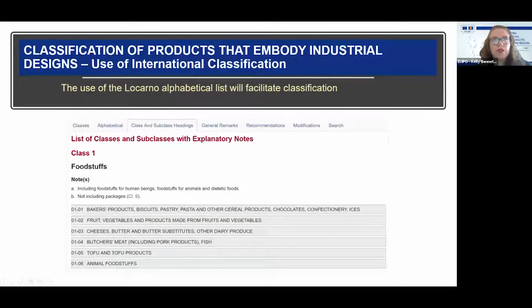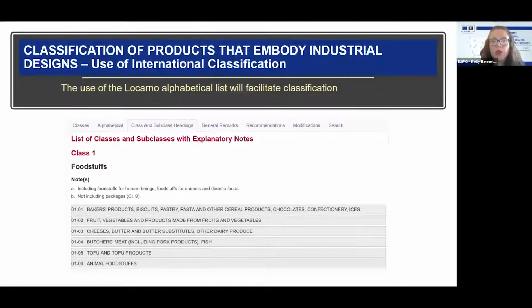So, moving on to the Locarno Classification, as most of you already know, this is an international classification for industrial designs. It exists in 2 official languages, namely French and English. Its structure and contents are adopted and amended by the Committee of Experts of the countries party to the Locarno Agreement, and it is administered by the World Intellectual Property Organization. The current edition is the 12th edition, and it contains 32 classes and 237 subclasses.